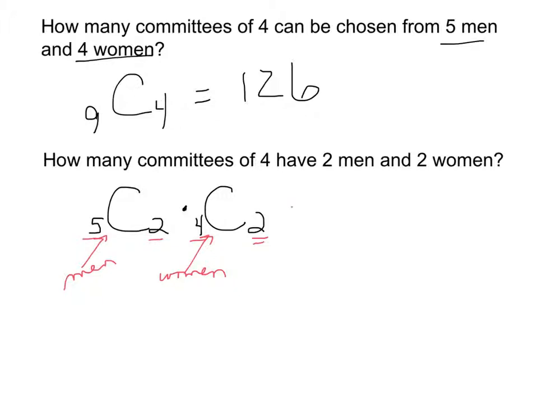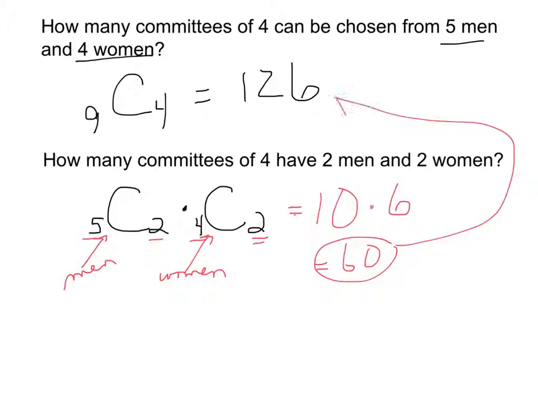As I calculate this now, and you can use your calculator or, probably the best way, 5 choose 2 is actually 10, and 4 choose 2 is actually 6. And so 10 times 6 is 60. So 60 of these 126 groups actually have 2 men and 2 women. Okay? So that's just kind of a different type of problem. Okay, so keep in mind, permutations, order matters, combination, order does not matter.